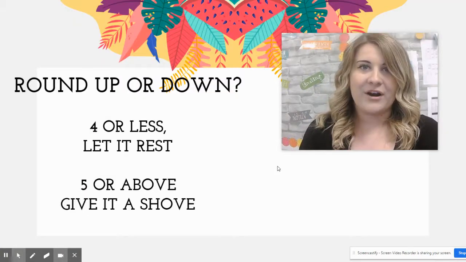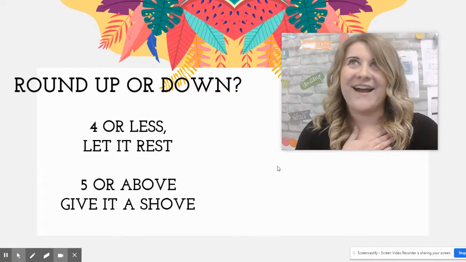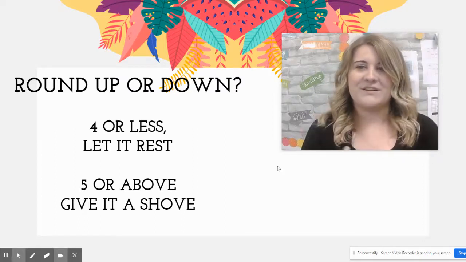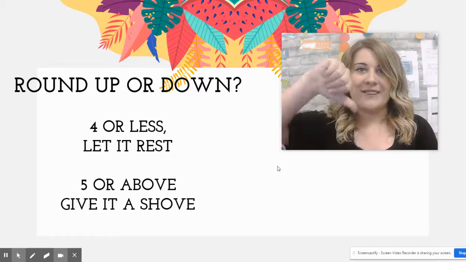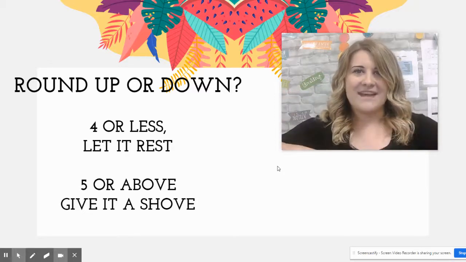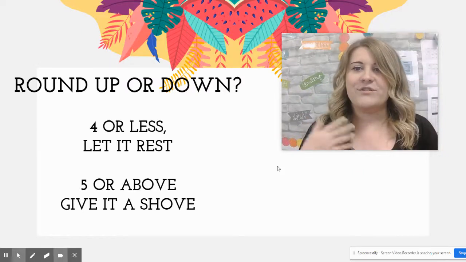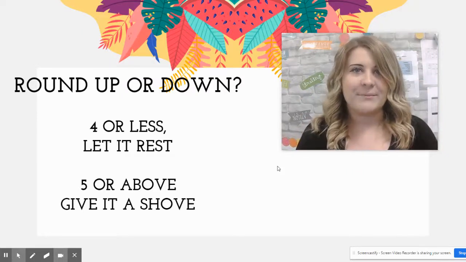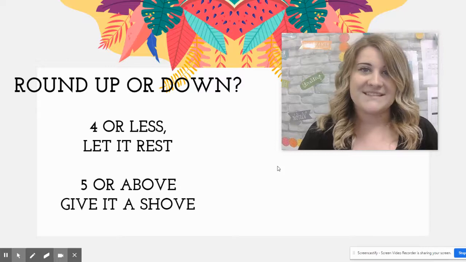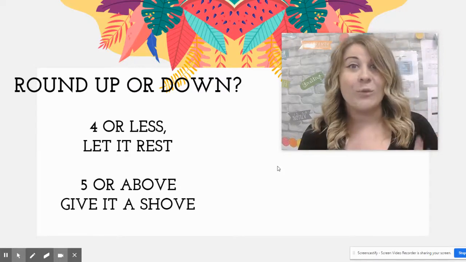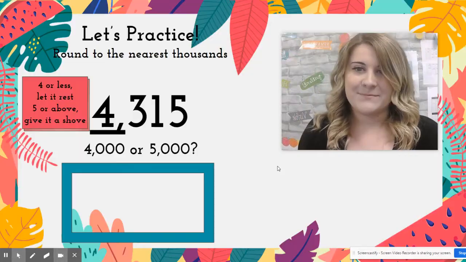So let's go over our chant together. I know you're just dying to. And let's see if you remember it. What's our chant? 4 or less, let it rest. 5 or above, give it a shove. So that is talking about our circled number. So our hundreds place is going to be bossy this week and tell his best friend in the thousands place what to do. So let's practice.